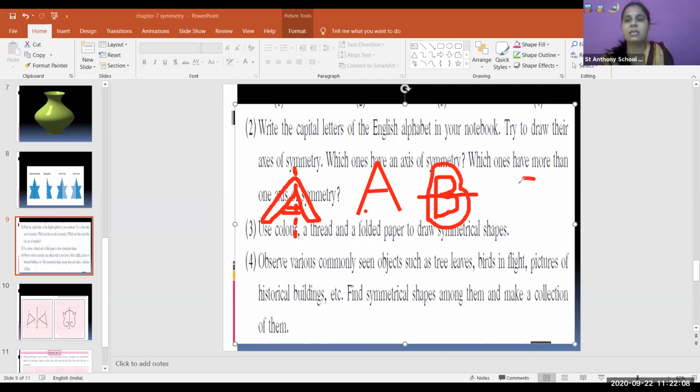Now if C is there, see like this. You have to show C also like this, okay? Now C also has an axis of symmetry, one axis of symmetry. Whether F has any axis of symmetry, just let me know in the chat box. Does F have any axis of symmetry?